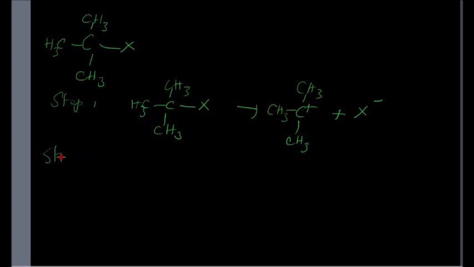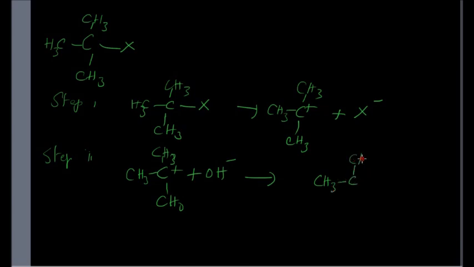In step 2, the nucleophile attacks the carbocation to form the alcohol. Here we are considering hydrolysis. So it is the OH minus ion which is attacking the carbocation and you get the alcohol. The first step is the slower one. It is the slow step and this is a fast step.